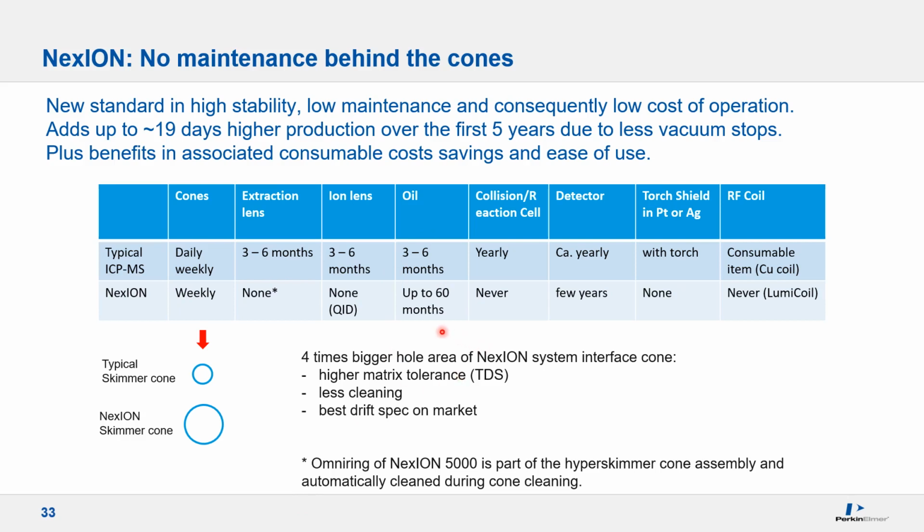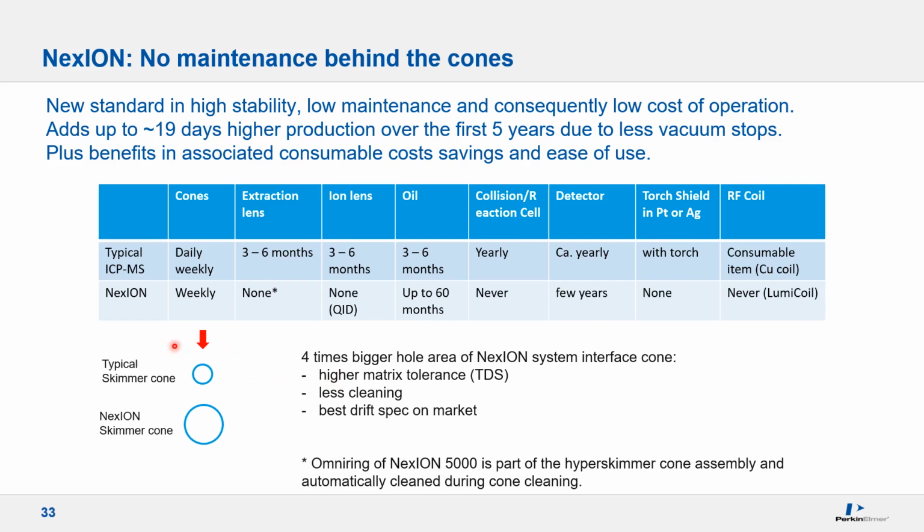The high quality oil is giving a replacement time up to 60 months, so up to 5 years. Collision reaction cell does not need to be maintained or changed in the NexION in the product line. The detector has a longer lifetime, and the torch shield is non-existent. We don't use one, we don't need one, and so we also eliminated that consumable, as well as the RF coil, which is for the lifetime of the instrument, which is not the case in competitor instruments.